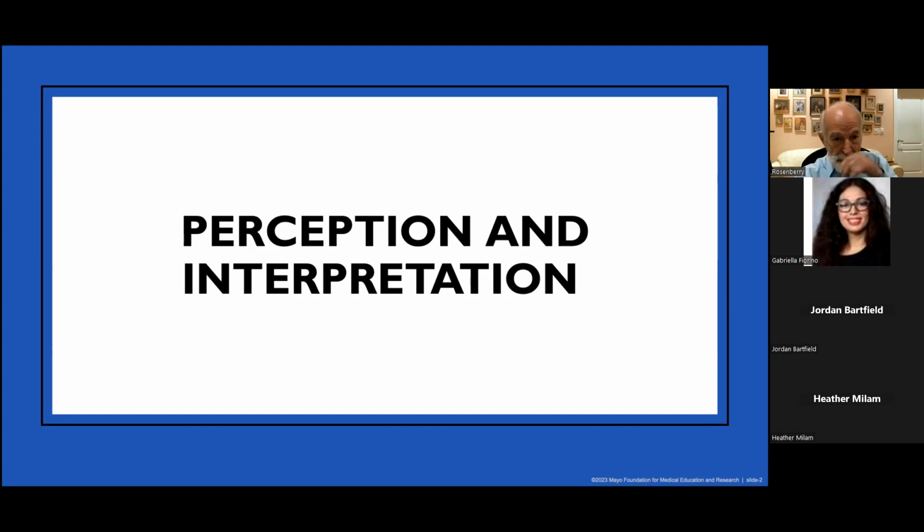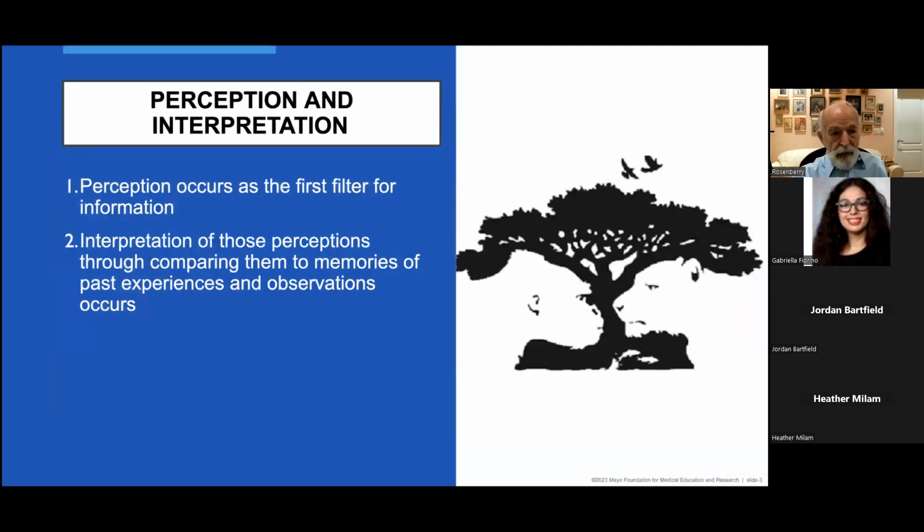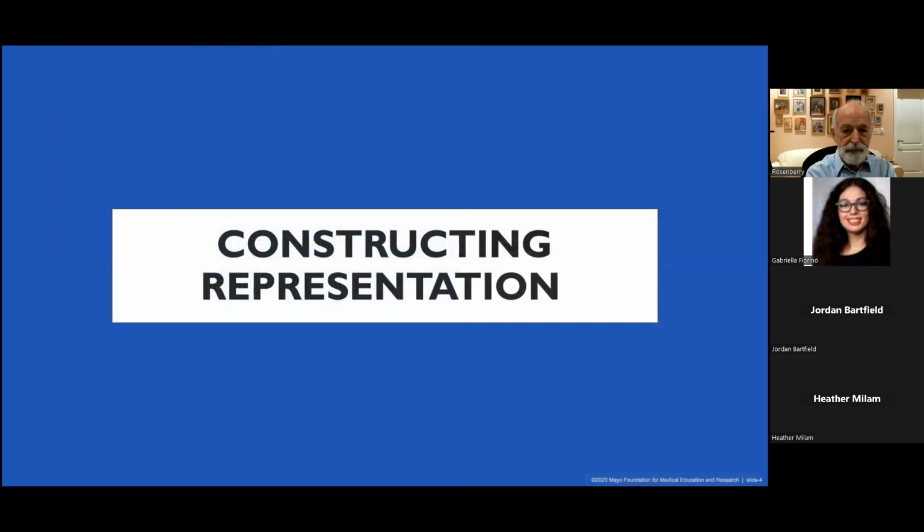The next slide. And that's called the interpretation part of it. Perception occurs as the first filter. Interpretation of these perceptions through comparing them to memories of past experiences and observations occurs. So you classify the information that you receive, and you're not even really aware of this, according to past experiences. Next slide.